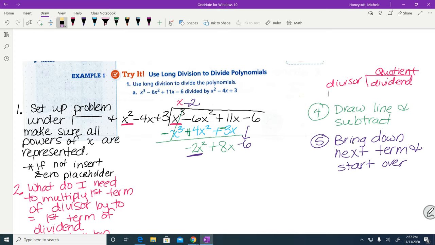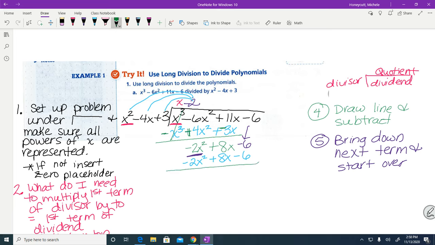Let me erase these distribution marks. Then I'm going to distribute that negative 2, going back to the blue pen. I need to distribute this negative 2 to all 3 terms, and I'll write it below down here. So negative 2 times x squared is negative 2x squared. Negative 2 times negative 4x is plus 8x. And negative 2 times 3 is minus 6.